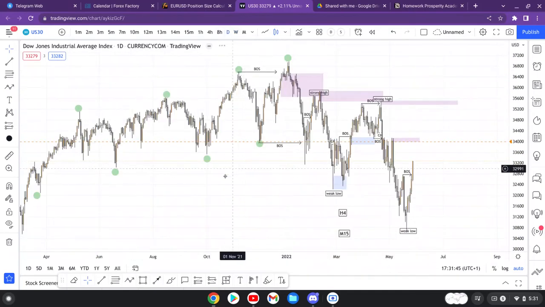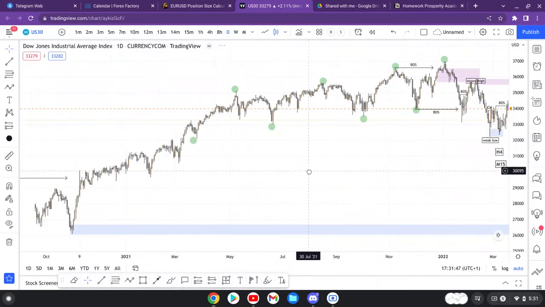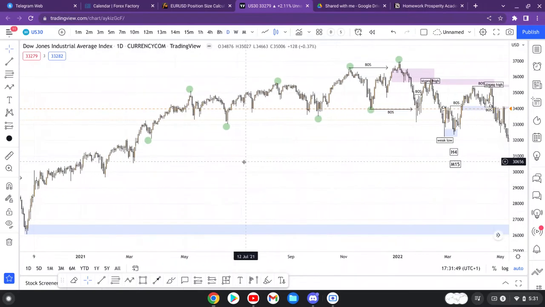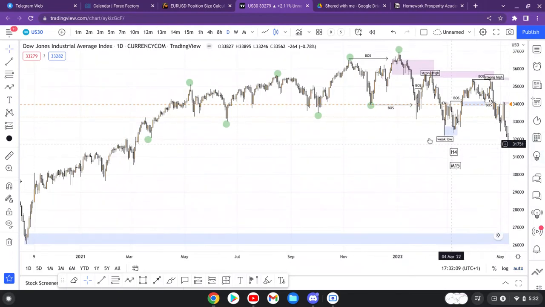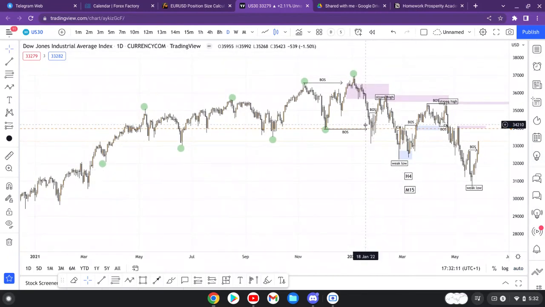And then we jump down to the daily. You can see that we were very bullish here. We got low, high, higher low, higher high, higher low, higher high, higher low, higher high. And then we actually take this low out, the low that put in the most recent high. We take this out. So what is that telling me? It's telling me that we've actually shifted bearish now.